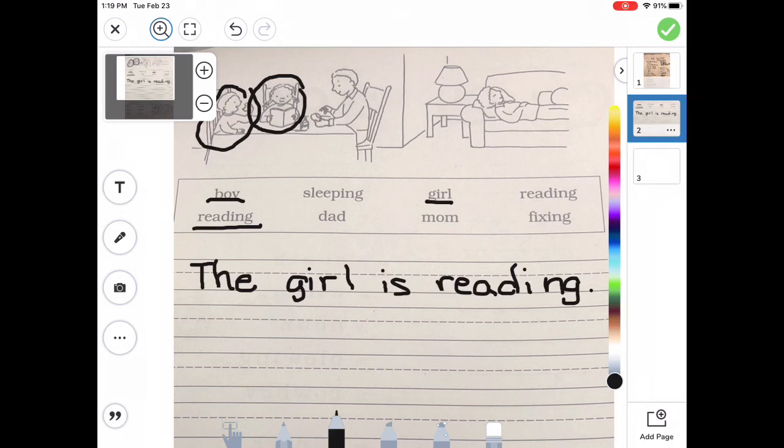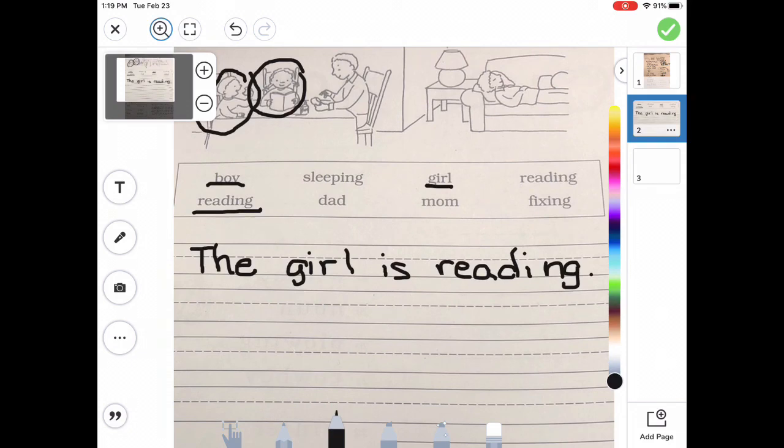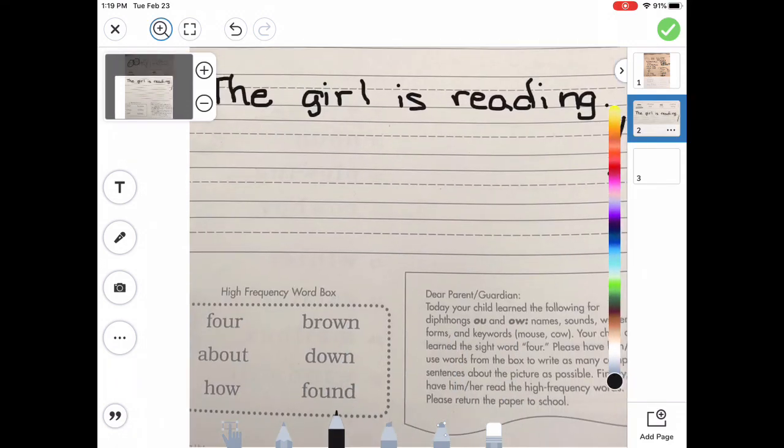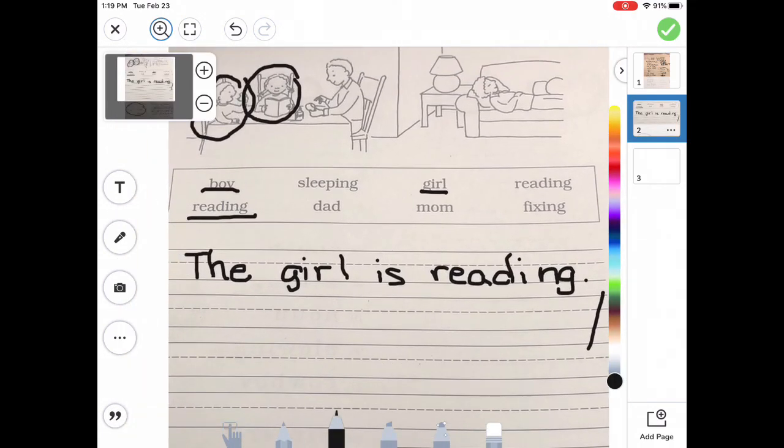Okay, here's what you guys are going to do. Are you ready? You guys are going to have to pick some of these other things in the picture and make a sentence, okay? So you have the word sleeping, dad, mom, reading, and fixing. So I want you to make one more sentence using something from the picture, okay? All right, I'm so excited to see your sentences. Now at the bottom, there are a few words that you can practice, and then you'll be all done for the day. Great job, guys.